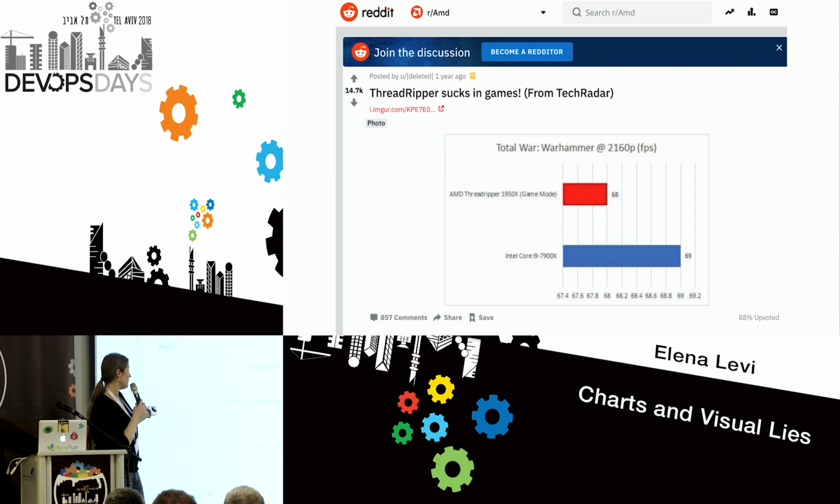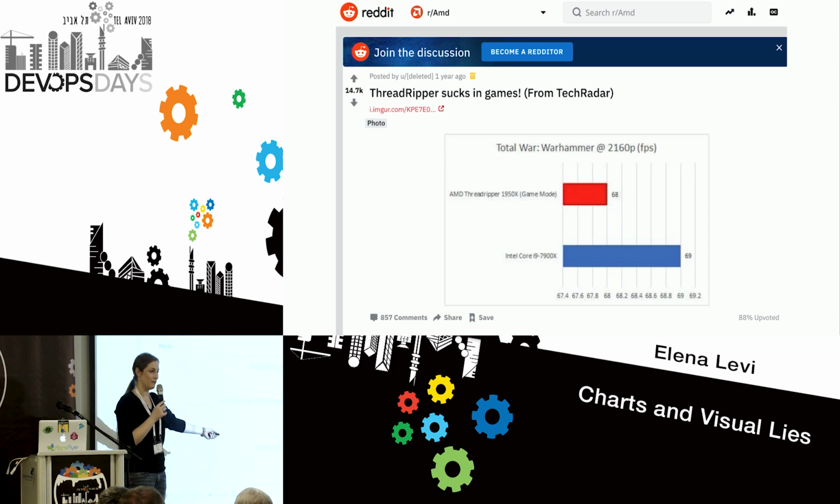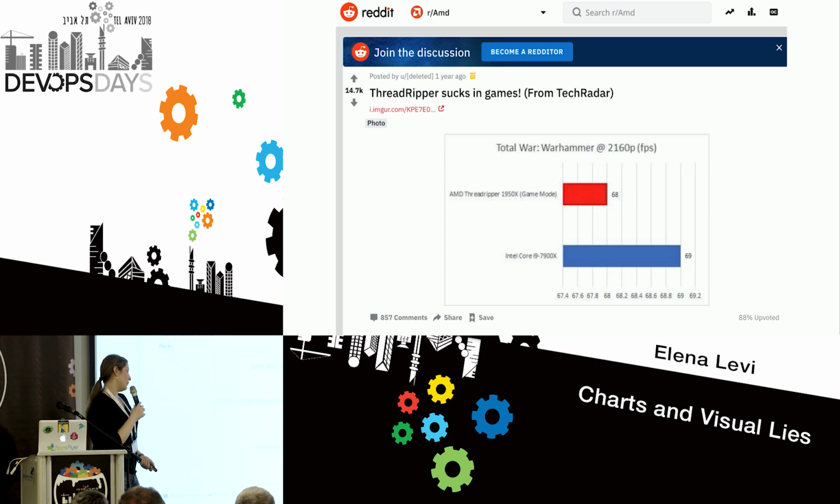So I don't know if you saw this. This is an article from TechRadar. They showed the difference between the GPU of AMD and Intel. Does anybody feel that Intel is way further ahead? The problem is that if you look at the scale, you will see that AMD is at 68 and Intel is at 69. So actually it's just a difference of 1, which I'm going to assume is not that significant, or at least it's not as significant as it looks right here.